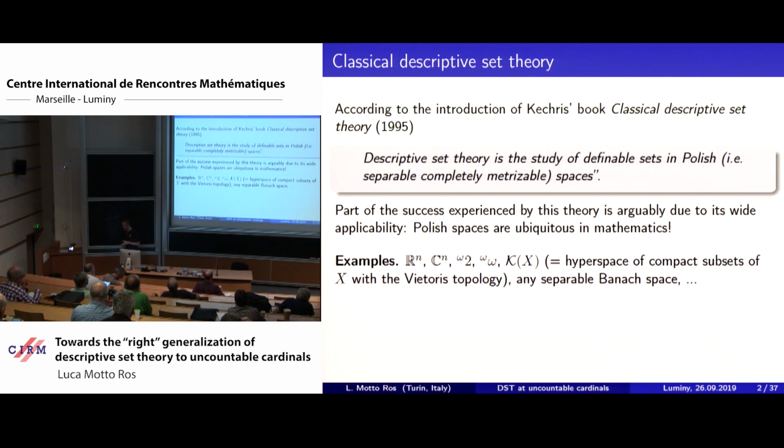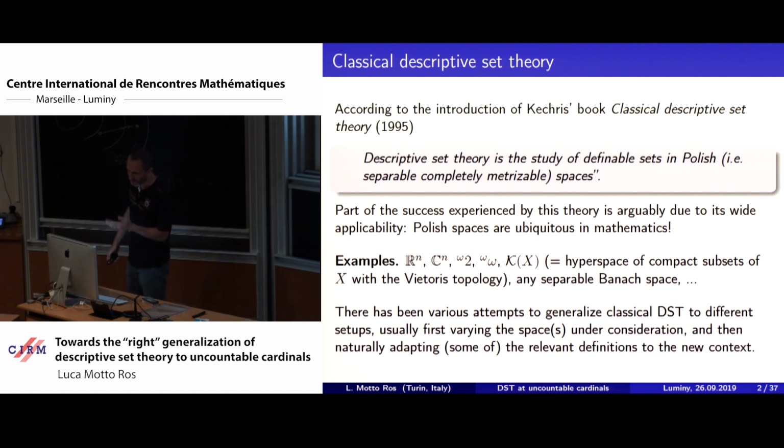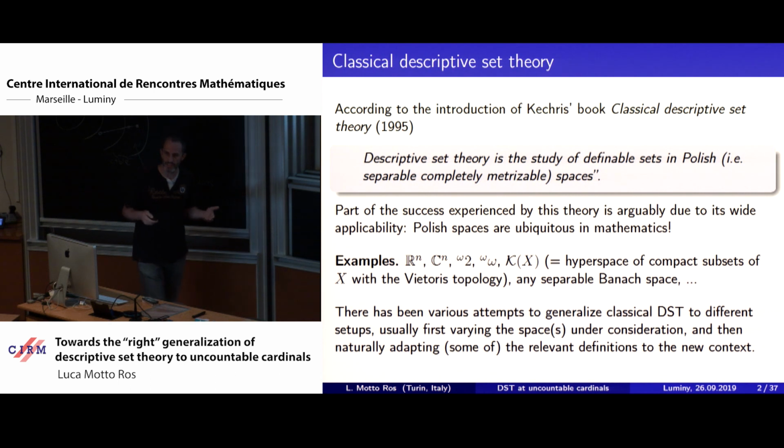And I guess part of the success of descriptive set theory is that it applies to many, many spaces. Polish spaces are really a wide class, and they can be found basically everywhere. Here you have some examples, but of course there are many others. Therefore, once you develop a theory of Polish spaces, immediately you have a toolbox for many situations, right? And over the years there have been many attempts to generalize this to other spaces.